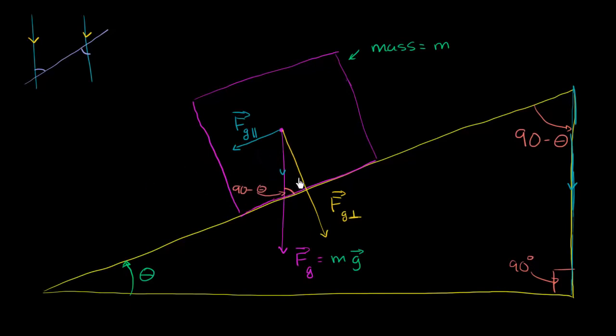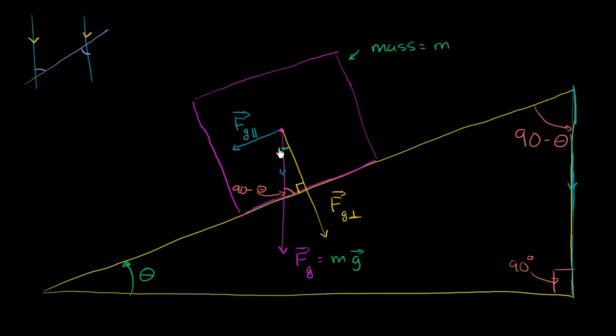Now, given that, can we figure out this angle? Well, we're assuming that this yellow force vector right here is perpendicular to the surface of this plane, or perpendicular to the surface of this ramp. So that's perpendicular. This right here is 90 minus theta. So what is this angle up here, let me do it in green, going to be equal to? So this angle plus 90 minus theta plus 90 must be equal to 180.